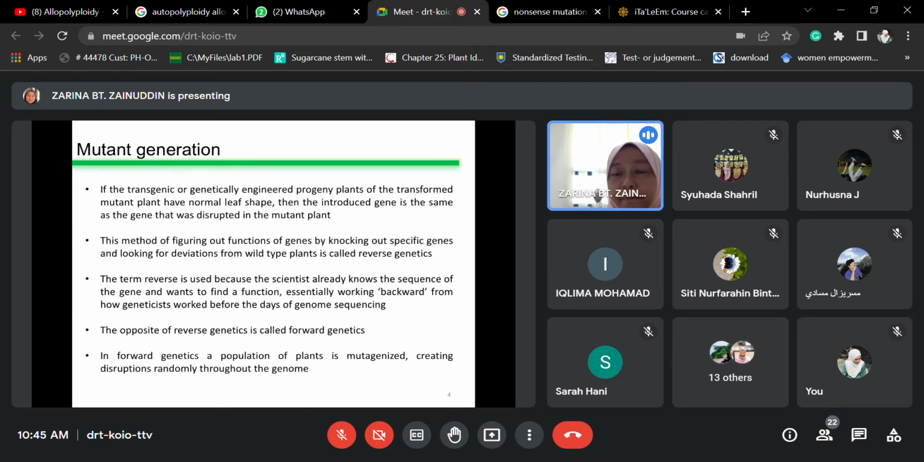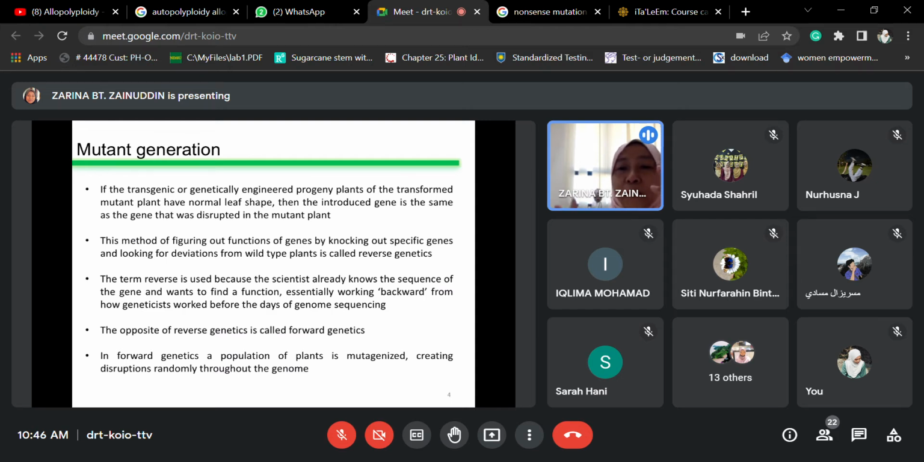Okay, I think I already mentioned last week the difference between reverse genetics and forward genetics. So in reverse genetics, we mutate the gene, then we look at what the function of the gene is. What does the gene cause? A change of the shape of the leaf, maybe a change of the height of the plant. So this is what we call reverse genetics. Why do we say reverse? Because the scientist already knows the sequence of the gene. We already know the sequence, but we want to find out what the function of the gene is.